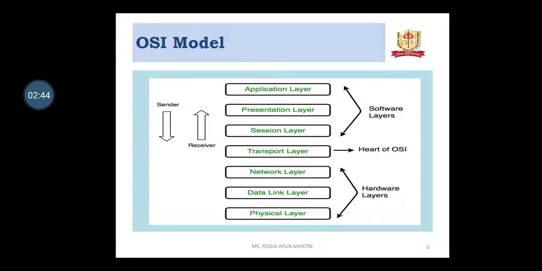Here the diagram shows the OSI model. The first layer of the OSI model, that is the bottom layer, is the physical layer. Then the second layer is the data link layer. Third layer is the network layer. Fourth layer is the transport layer. Fifth layer is the session layer. Sixth layer is the presentation layer. And the seventh layer is the application layer.